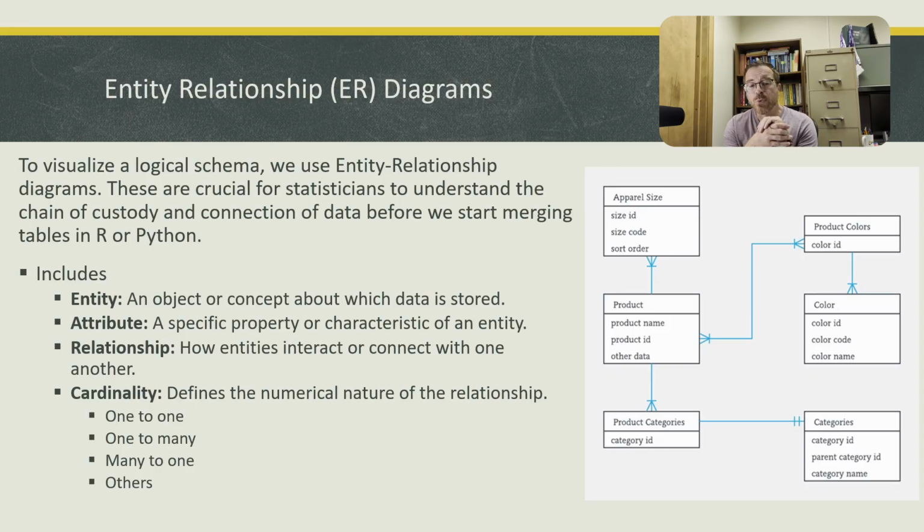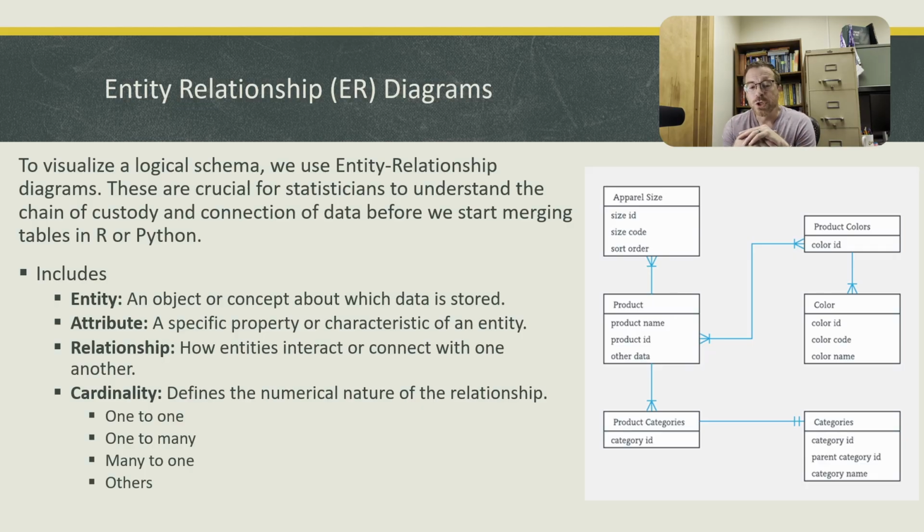An ER diagram, or an entity relationship diagram, is used to visualize this logical schema. So what we're doing is we're using entity relationships between our different entities and how they're related to each other. I'll talk more about these little arrows in a second. These are crucial for people like statisticians to understand what's called the chain of custody and connection of the data before we start merging tables in either R or Python.